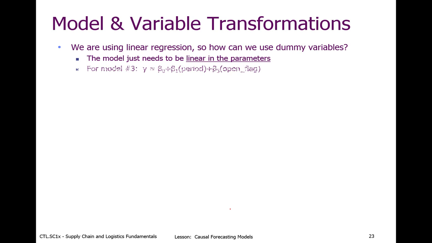And so if I look at the model, it's still linear in these functions, right? So I have the y is a function of beta naught plus beta 1 times the period plus beta 3 times this variable. The fact that this variable is 0 or 1 does not make this nonlinear. So we have to be linear in the parameters. And so that makes it a lot easier because we can do some other transformations.